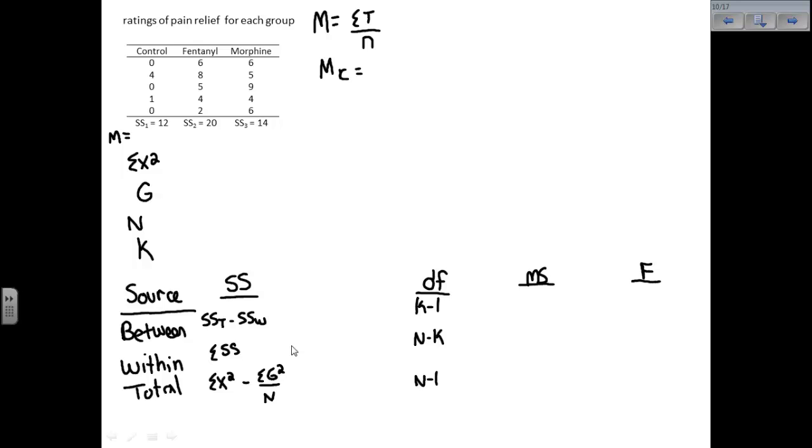Well, if we take 4 plus 1, we get 5. And we have 1, 2, 3, 4, 5 people. So 5 divided by 5 equals 1.